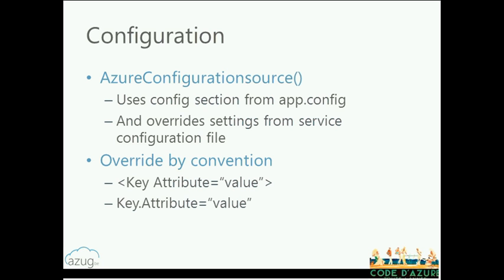But that's basically the Azure configuration source. So you can configure it partially in appconfig if you think this is something that doesn't often change. And for those things that do change often, like connection strings and number of threads or whatever, you can override those in the configuration file.